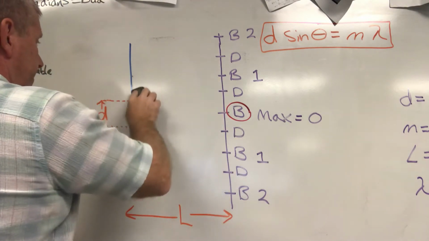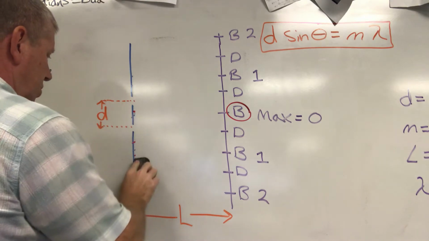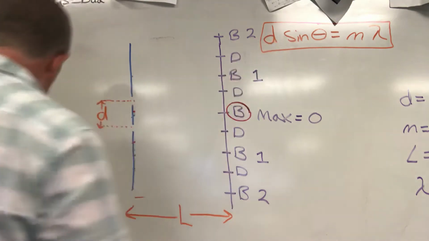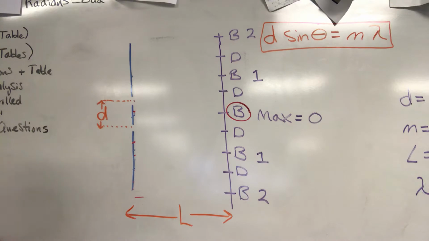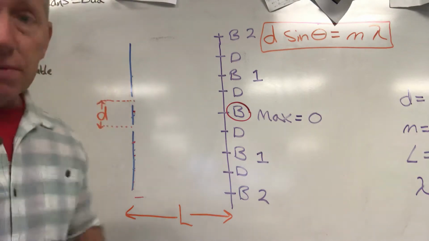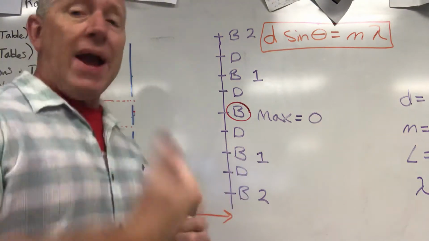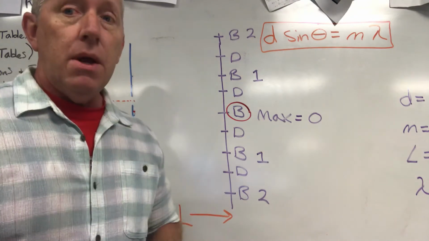Clean it up, and show you what the sine theta thing is. Now, these two slits are so close together. They're like a fraction of a millimeter apart, and that's not very far.